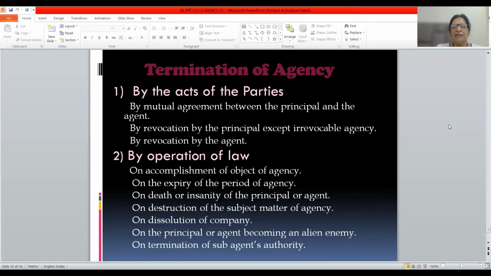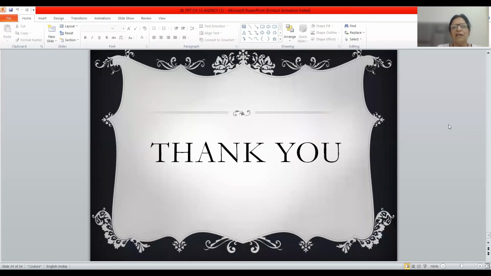Alien friend, alien enemy. If two countries are having good terms with each other, citizens of both the countries, they are known as alien friends. And if there is outbreak of war between the two countries, then the citizens will become enemies, alien enemies. On termination of sub-agent's authority, the contract of sub-agency has come to an end. Then also the contract of agency will get terminated. So friends, this is all about the chapter contract of agency.